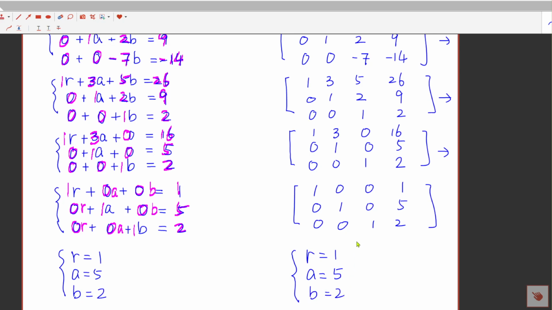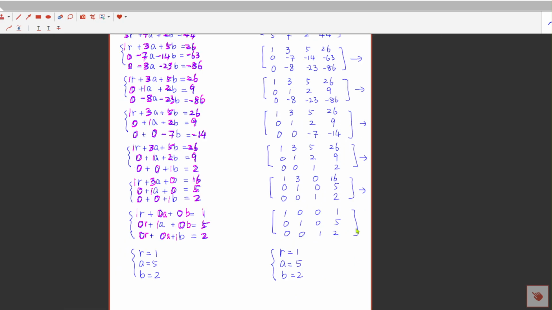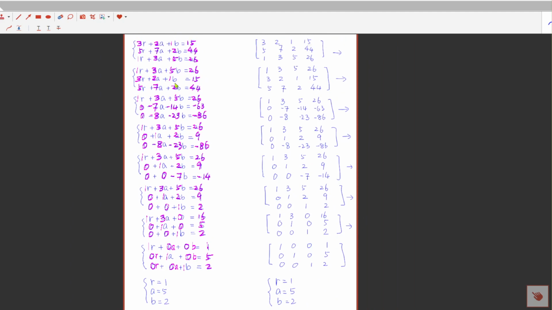So the right side is actually called the matrix method. So in nature, you don't have to write all of the equations because we only care about the coefficients and the constant numbers. Can you follow me?